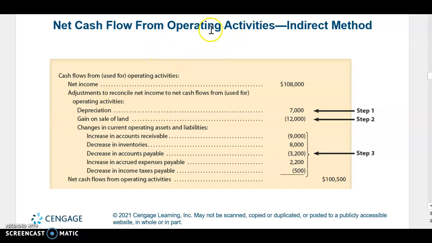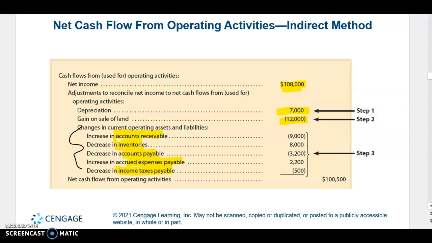the operating activities section. We start with net income. We add back depreciation. We remove the gain. And then it's time to analyze our changes in current assets and liabilities, all except cash. Our assets are accounts receivable and inventories. Our liabilities are our accounts payable, accrued expense payable, and income tax payable.